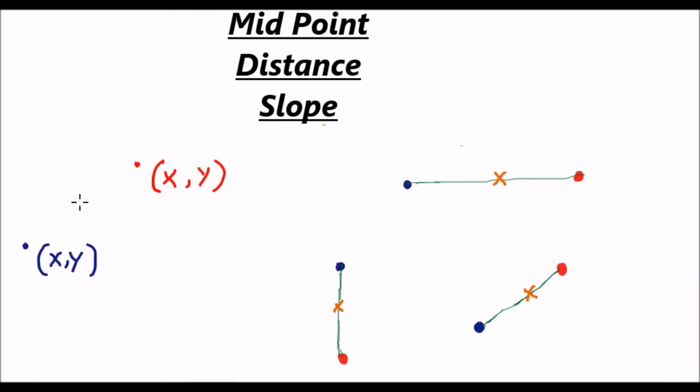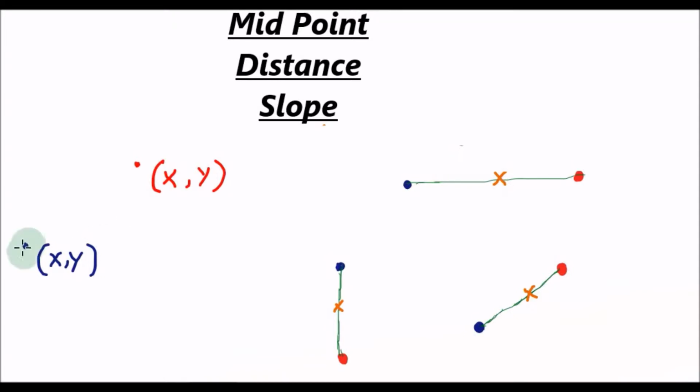In this video, we're going to be discussing concepts that arise when discussing points. These concepts include the midpoint, which is the middle point between the 2 points, the distance, which is the distance between the 2 points, and the slope, which you may call gradient, which is the steepness of the line between 2 points.